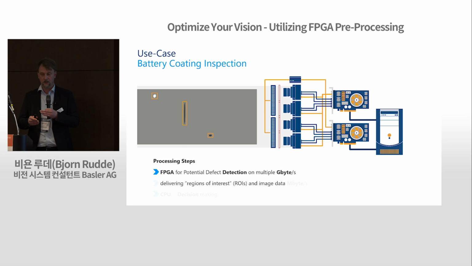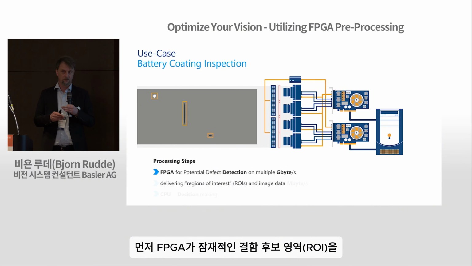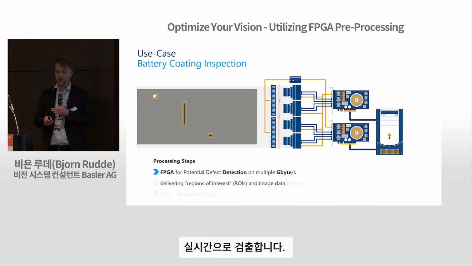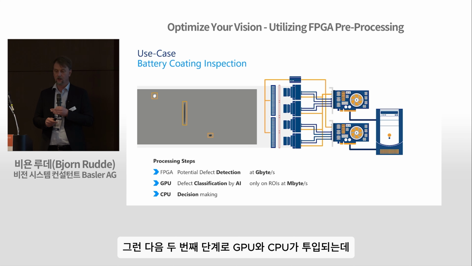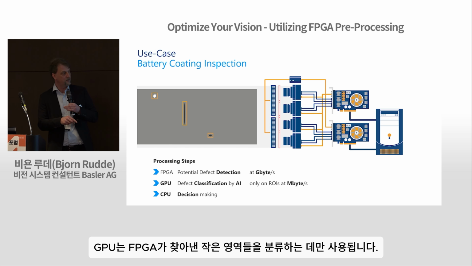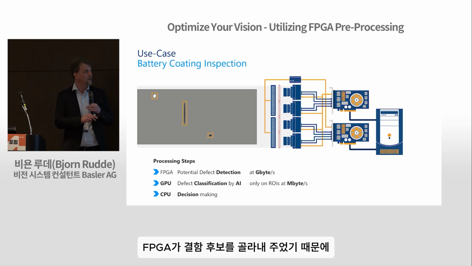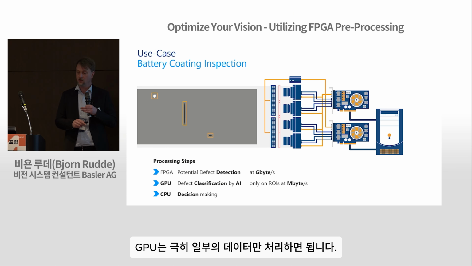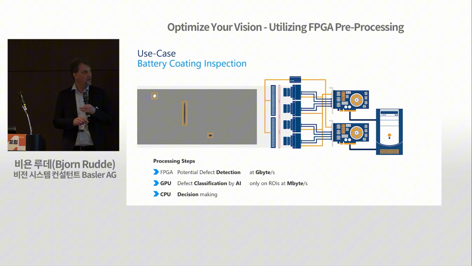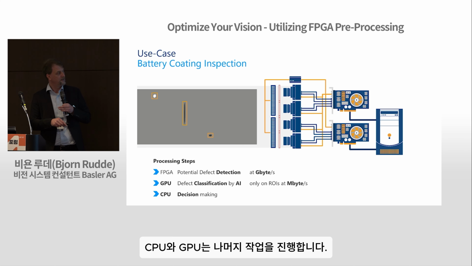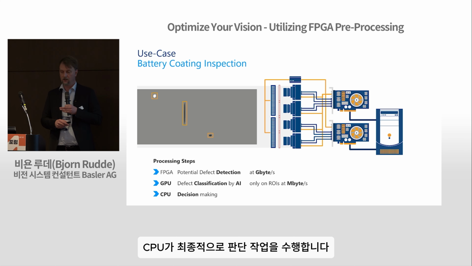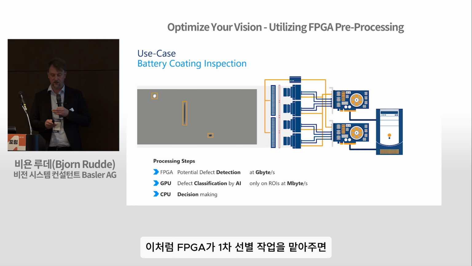It's utilizing the FPGA for finding these potential defects, while in a second step, the GPU and the CPU take over. So the GPU only needs to classify these small regions, while the FPGA detects the region itself. So the GPU is doing the classification of the defects, while the CPU and the GPU do the rest of the task. And the CPU is only doing the decision making after all of this processing.